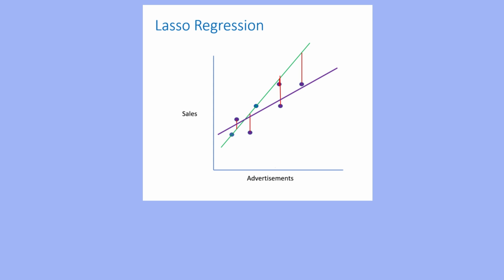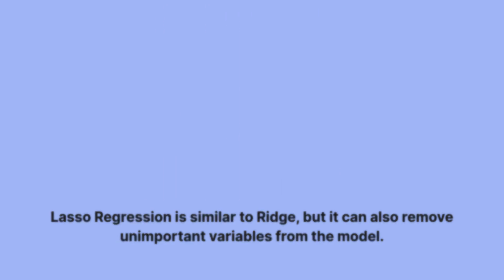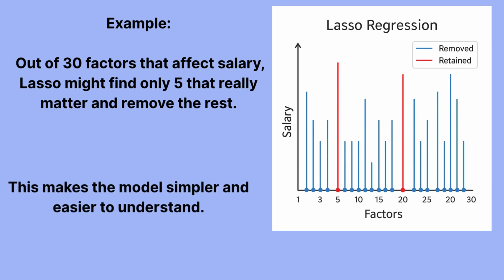Lasso regression. Lasso regression is similar to ridge, but it can also remove unimportant variables from the model. Example, out of 30 factors that affect salary, Lasso might find only 5 that really matter and remove the rest. This makes the model simpler and easier to understand.